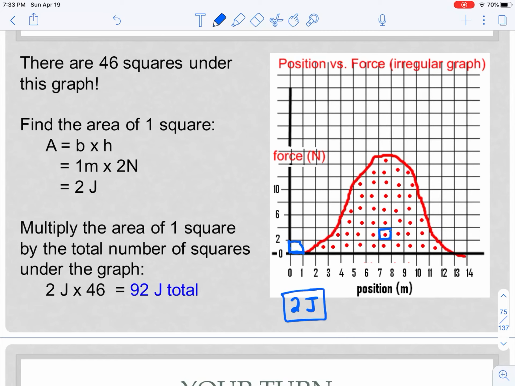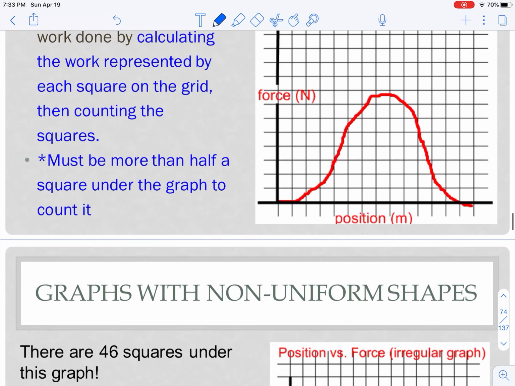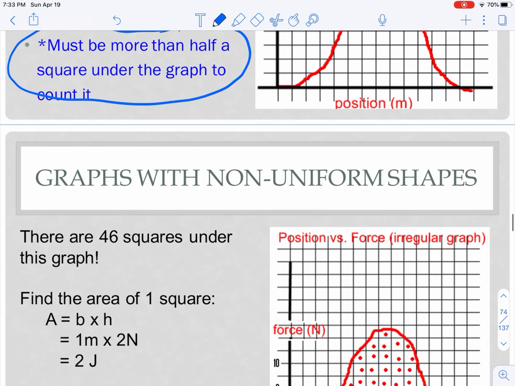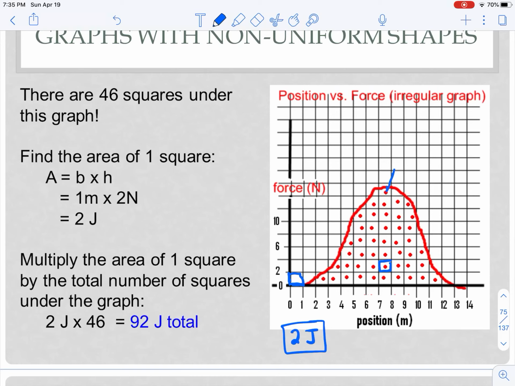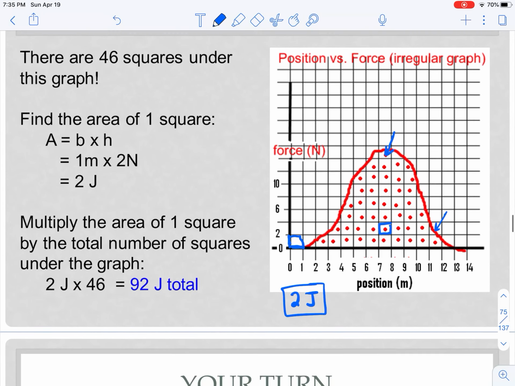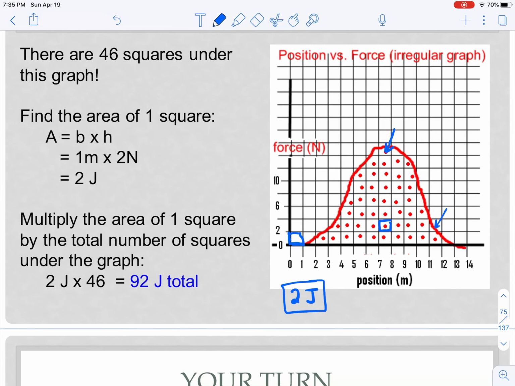So every box that's completely a square, that's very obvious. But when the ones that are not completely covered, the rule is that you count the ones that have more than half the square under the graph. So you can see that that one was counted. You can see that this one was not. And so you would just count up all of, and you can put dots like they did here, count up how many boxes are under the graph, knowing that there's 2 joules per box.